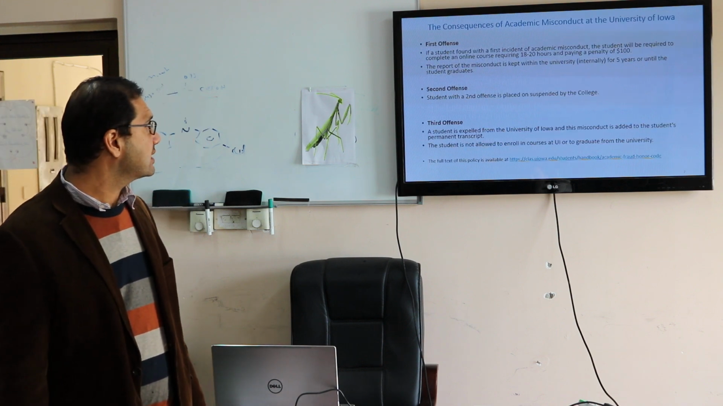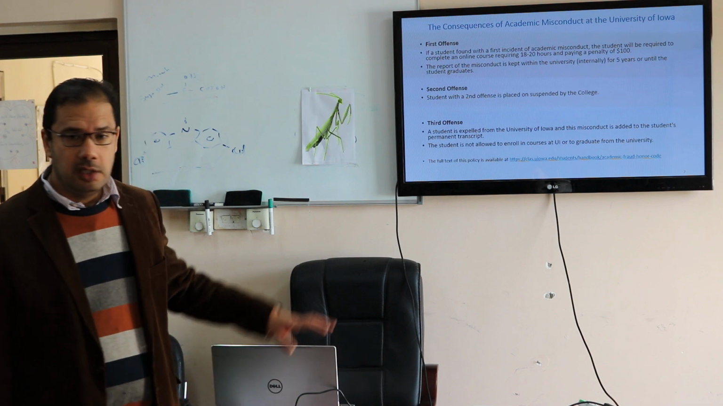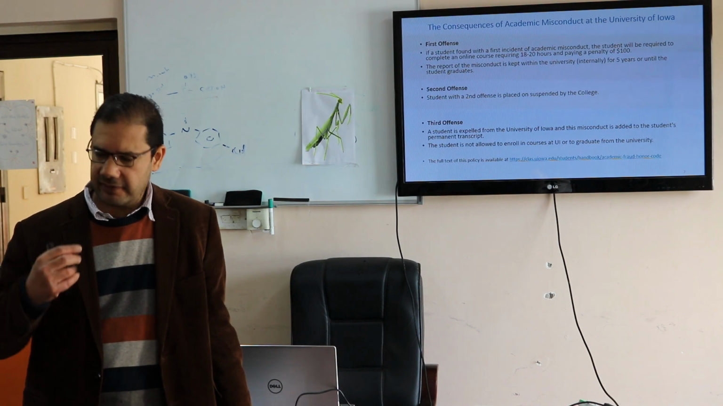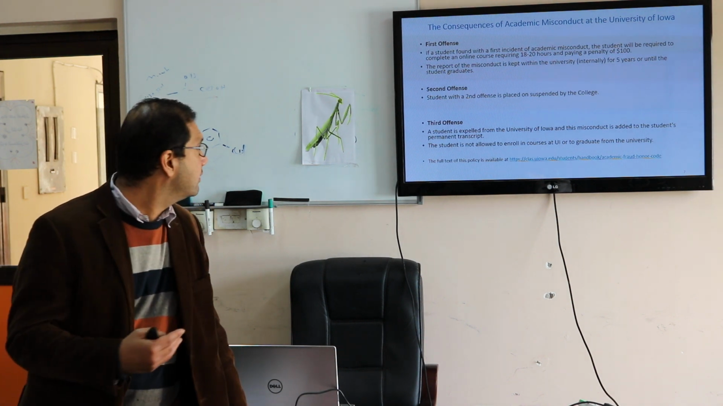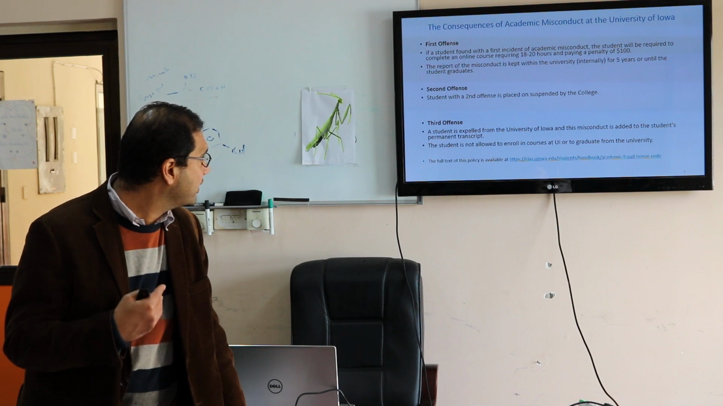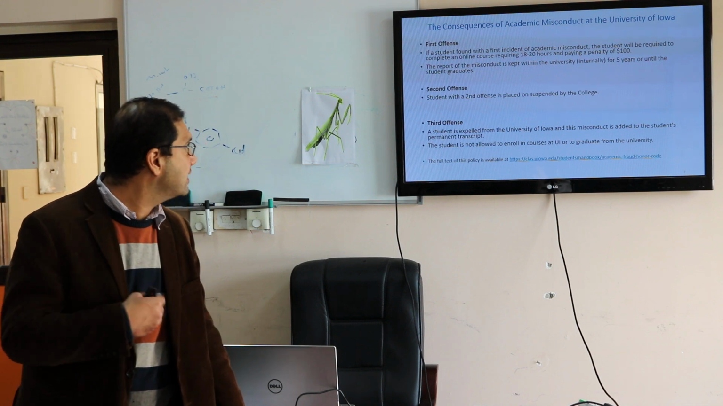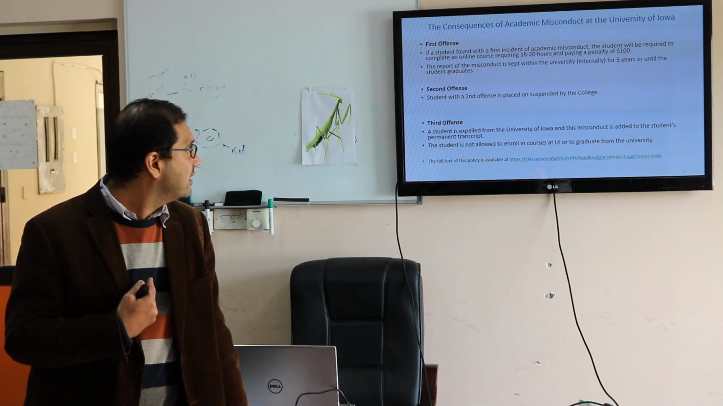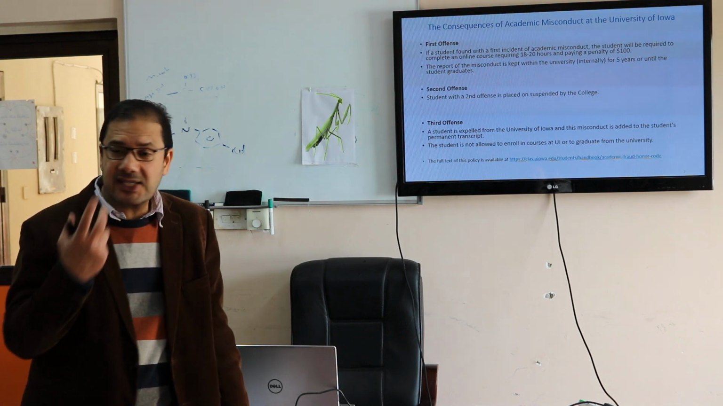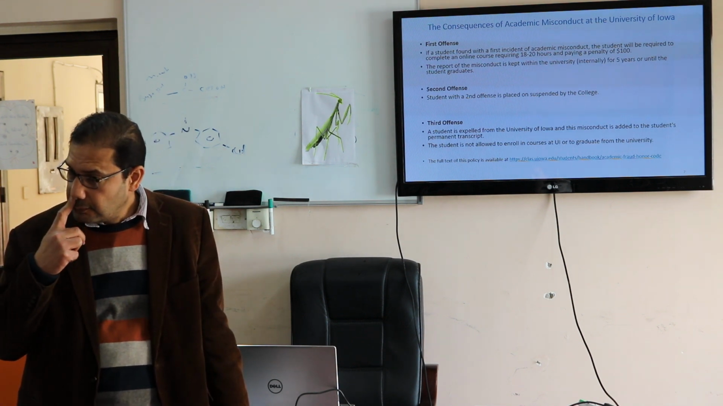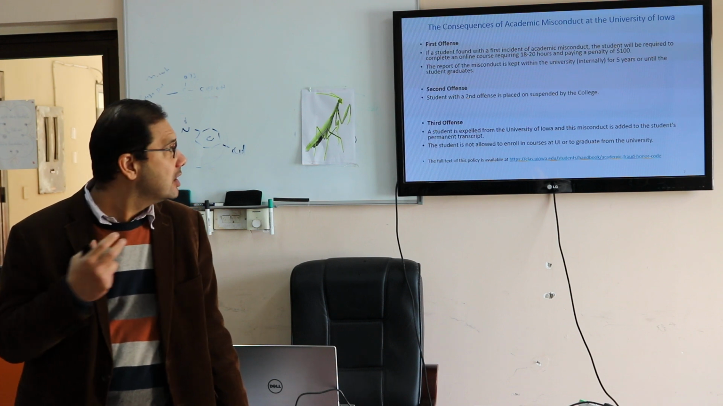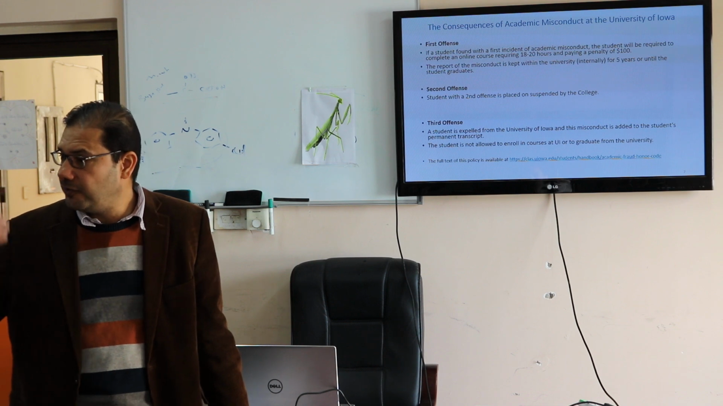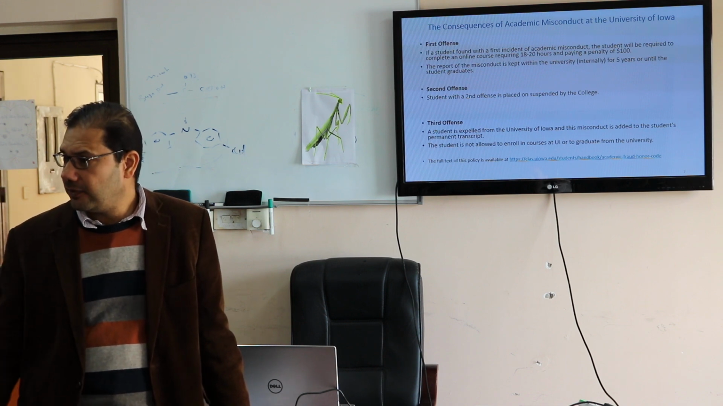The consequences of academic misconduct at the University of Iowa. This is at the university. They have clear steps of punishment. They have the first offense, second one, and third offense. As you can see, the first one is not that much. They will only suspend the students for a short time. They ask you to complete an online course about academic integrity, and eventually you have to pay $100 as a penalty. This is if they catch you the first time.